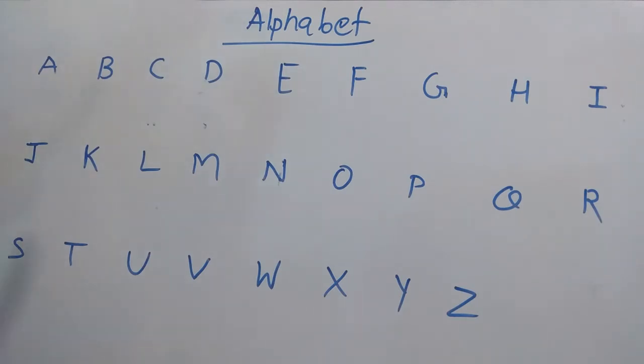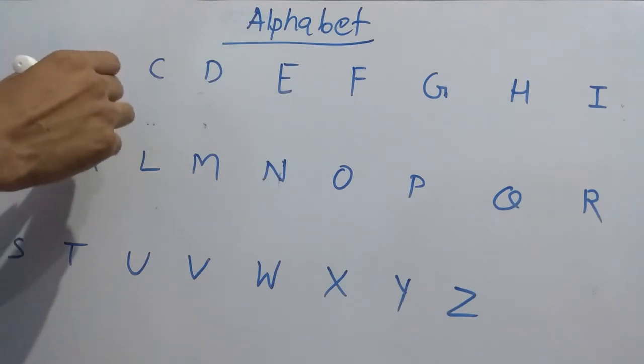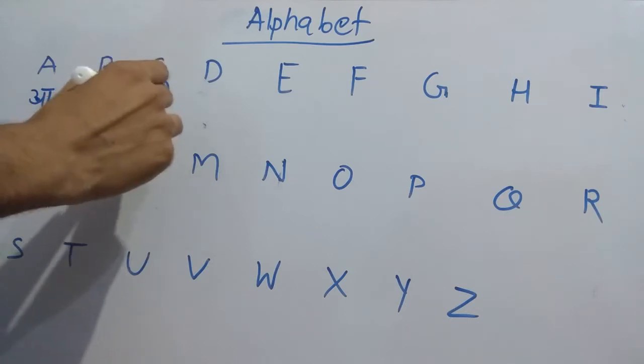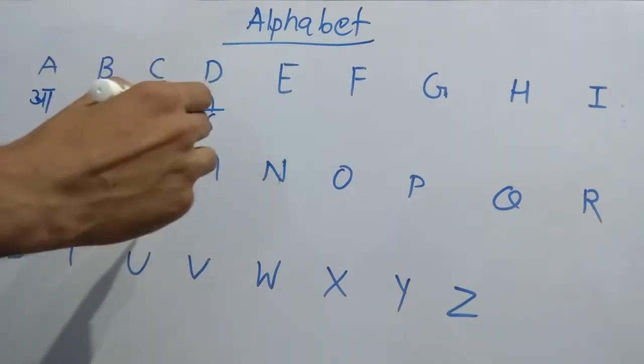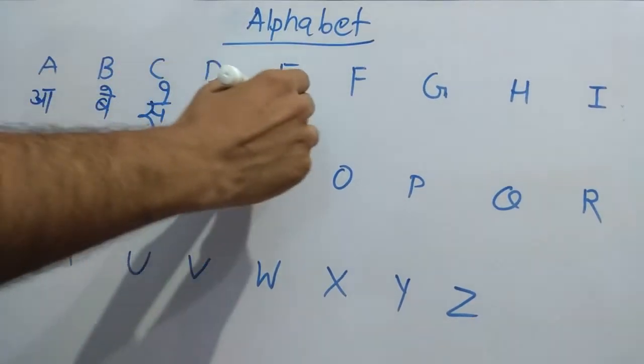A, B, C, D, these are the letters in English and how we pronounce them in German. So A, the sound is A. In German, A sounds A. B, B. C, C. D, D. E is A.